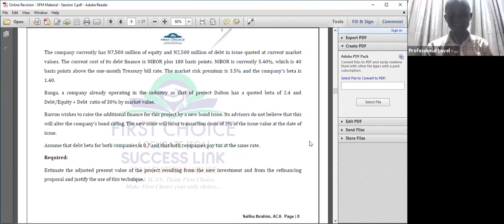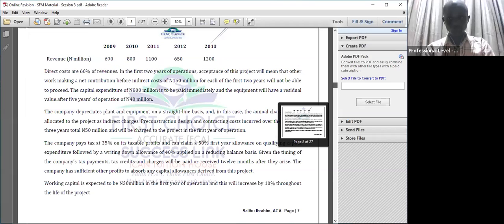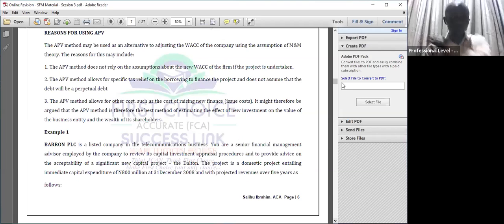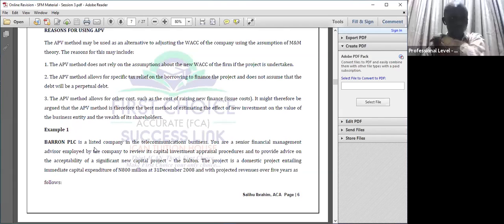Okay, so let's see. We have to use APV and justify the use of APV. Now let us read the question. Baron PSC is a listed company in the telecommunication business. You are a senior financial management advisor employed by the company to review its capital investment appraisal procedures and to provide advice on the acceptability of a significant new capital project. The data, you can see, is about the new project.